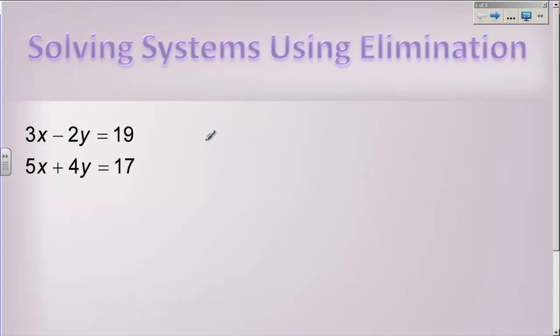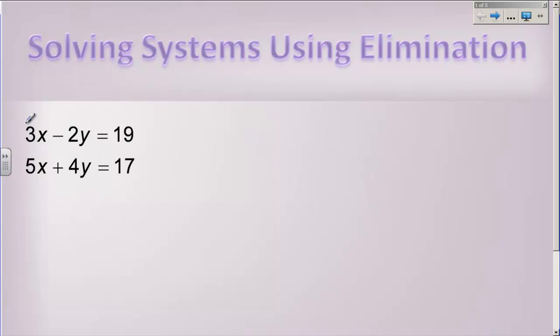This is the rest of solving systems with elimination. If you'll remember today, the goal was to get rid of a variable by canceling out variables that had opposite coefficients. If you look at our first example here, I have 3x and 5x, and then I have negative 2y and 4y. I don't have opposite coefficients. I do have opposites though. I have a negative and a positive here, so I could cancel these if they had the same number.